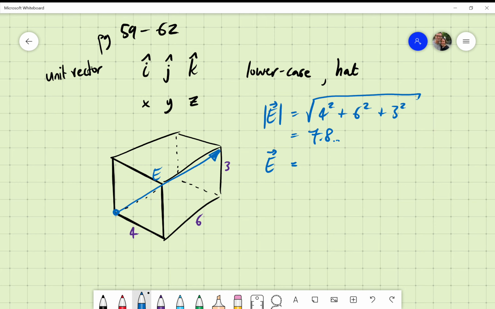Here's how it works. You say how much it is in the X direction, 4 i. I guess I'm implying here, though I didn't really say it, that this is X. You say plus 6 j. Again, this would be implying that Y was that axis out there. And then plus 3 k.